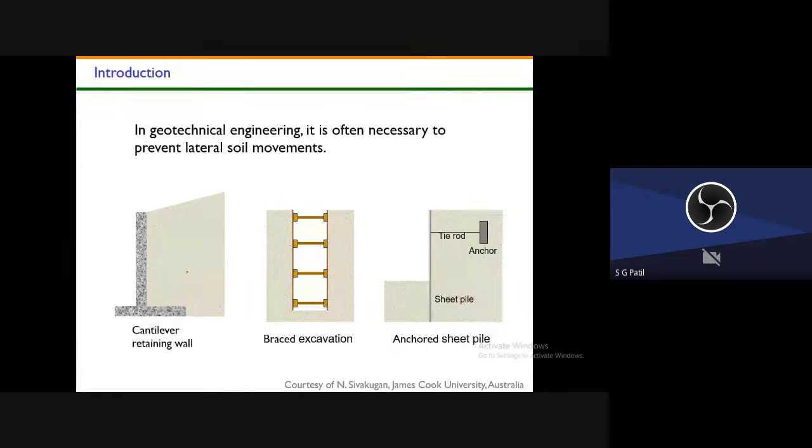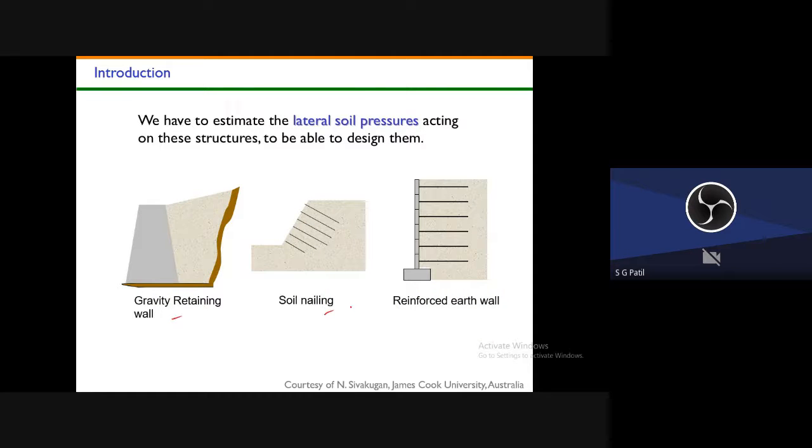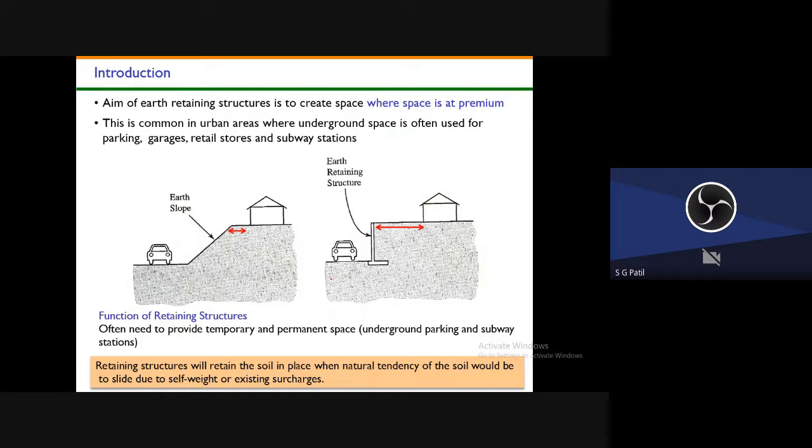There are different types of retaining walls we have seen. Depending on your field geometry or your requirements, you can build different kinds of retaining walls. Examples are the cantilever retaining wall, braced excavation, anchored sheet pile walls, gravity retaining wall, soil nailing, and reinforced earth wall. All these are different types of retaining walls. And what is the importance of a retaining wall? As I told you, the importance of the retaining wall is to create a space where space is at a premium.